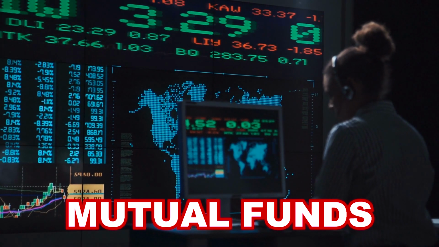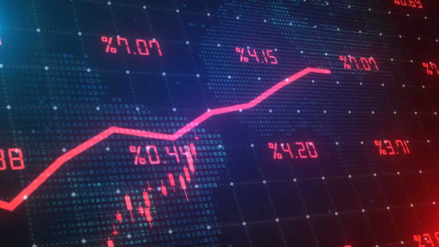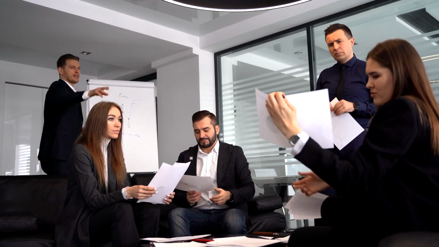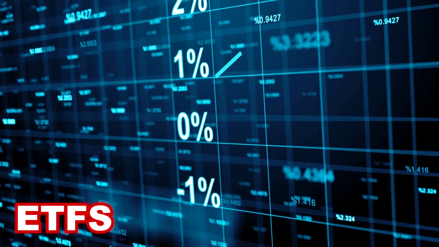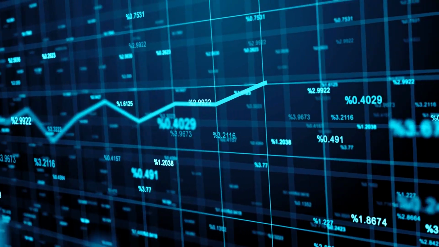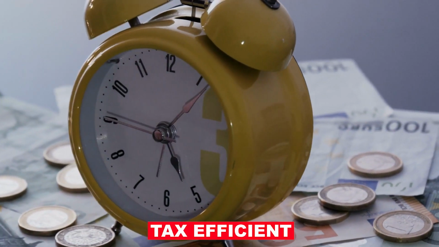Tax efficiency. Mutual funds: due to the buying and selling of securities to meet investor redemptions, mutual funds may generate capital gains that are distributed to investors. This can lead to potential tax implications for shareholders. ETFs: the in-kind creation/redemption process can help limit capital gains distributions, making ETFs potentially more tax efficient than mutual funds. Investors may have more control over the timing of capital gains recognition.